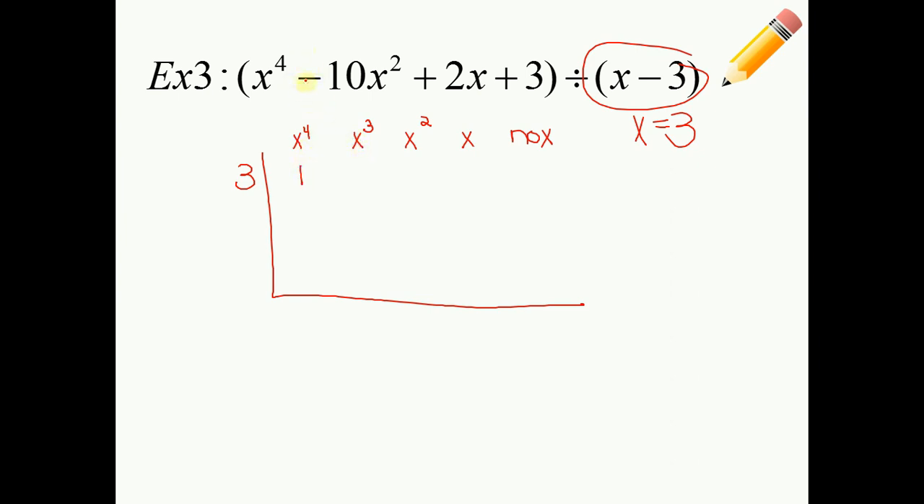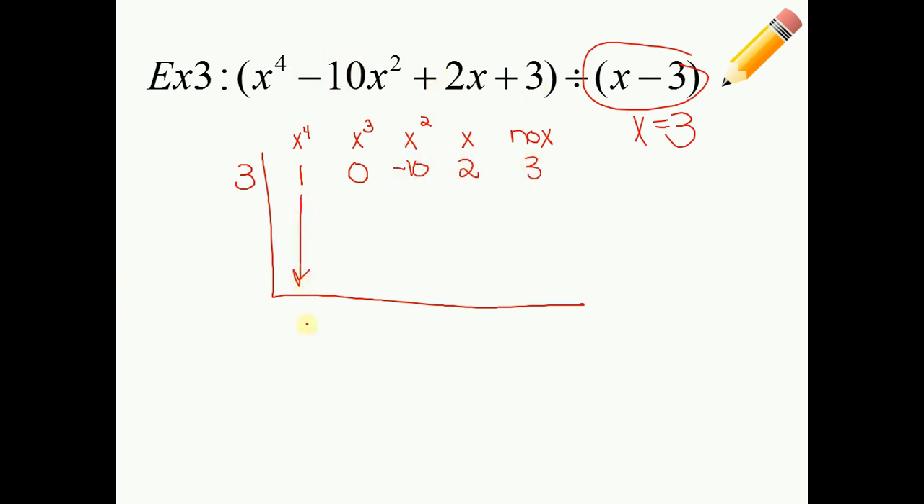Oh no, I'm missing an x cubed in my problem, aren't I? So just like long division, you need that placeholder of a 0. They kind of go back and forth with one another. -10 is with x squared, 2 is for x, and 3 is no x.